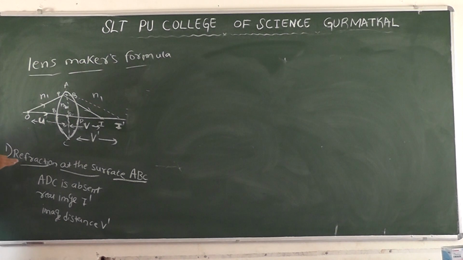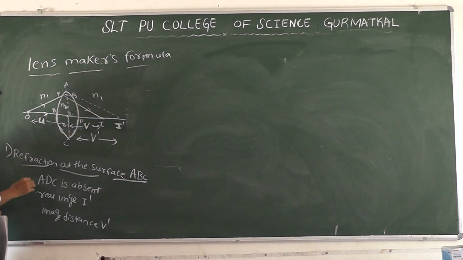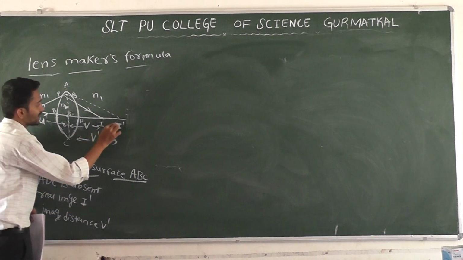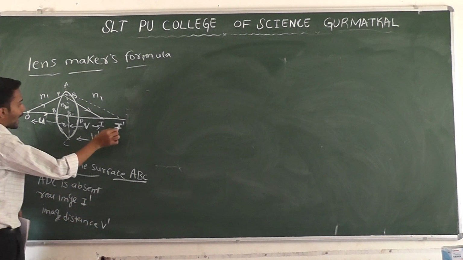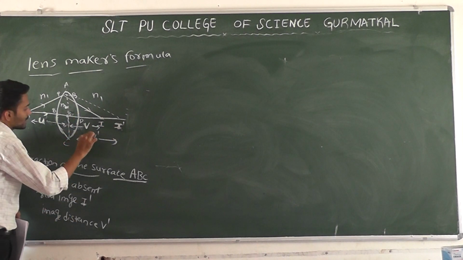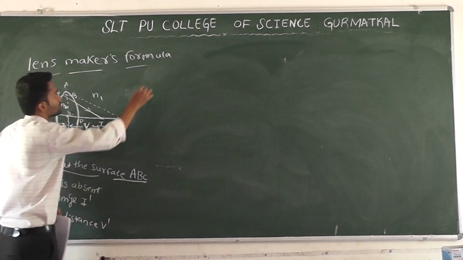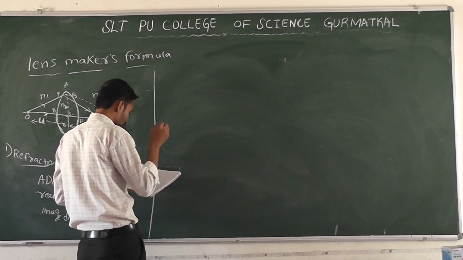In the first condition, refraction at the surface ABC means only the ABC surface is present and the ADC surface is absent. The light ray passes along OP, and QI dash is the refracted light ray. The real image I dash is produced, and the distance from I dash to the optic center we call the image distance V dash. Next, the equation for refraction at this surface.